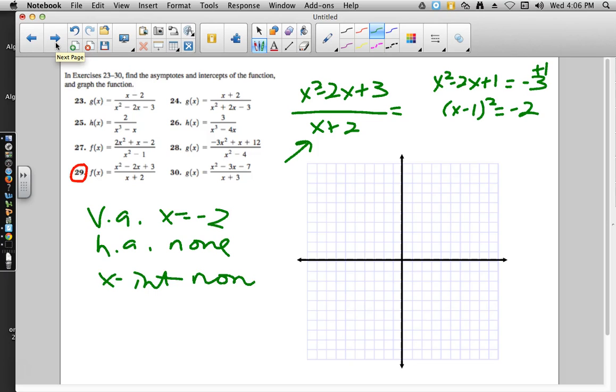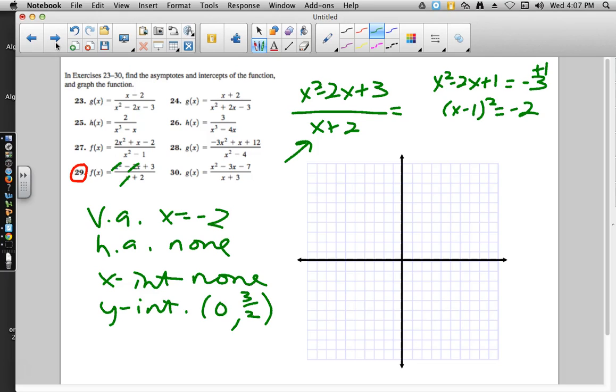X-intercepts, that was that trying to complete the square up there. That's not going to work. We don't get any. There is no way to make that numerator a 0 in the real number system. Y-intercepts, that's just shoving a 0 back in for any x that we see. So these would be zeros, and we'd get 3 halves. So that one is going to be 0, 3 halves. So a little piece of information, not a lot, but we go with what we have.